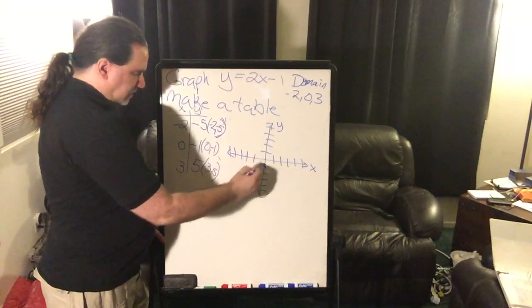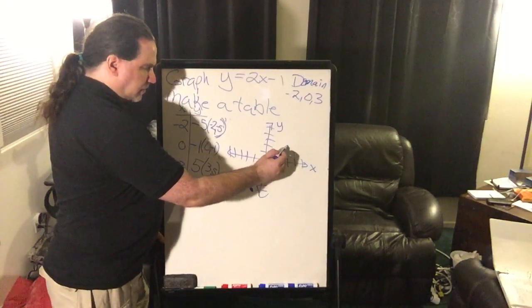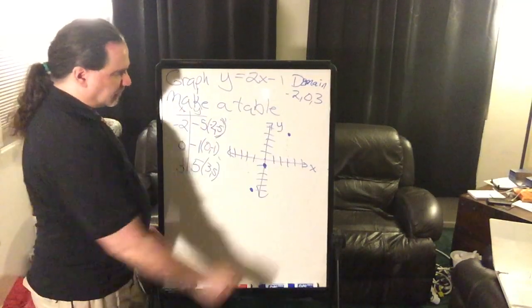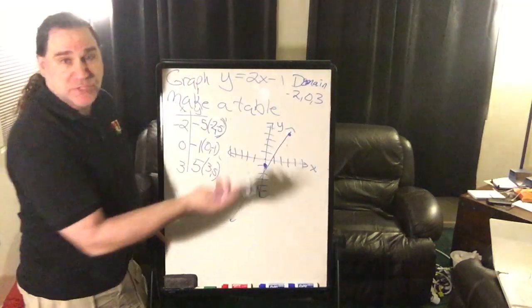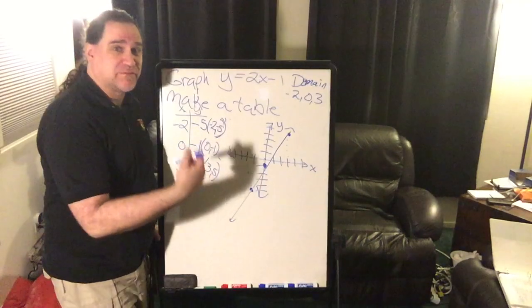Go back. The last one is 3. 1, 2, 3, comma 5. 1, 2, 3, 4, 5. Now, if I've done this correctly, these 3 points are going to line up. Okay, I told you it wasn't perfect, but that's pretty darn close for what we call freehanding.